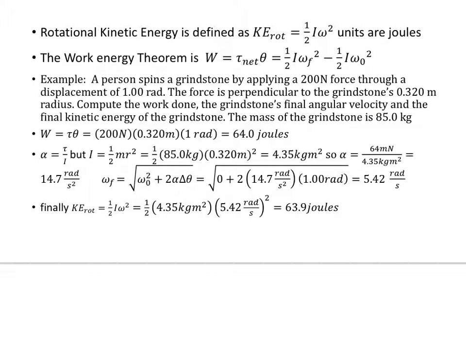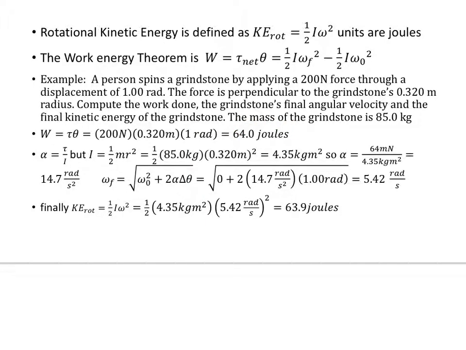Okay, so the first part is pretty easy. We compute the work done. The work done is going to be the torque times the angular displacement. The torque is going to be the 200 newtons times the 0.32 meter radius, and the angular displacement is just 1 radian, so that's 64 joules.